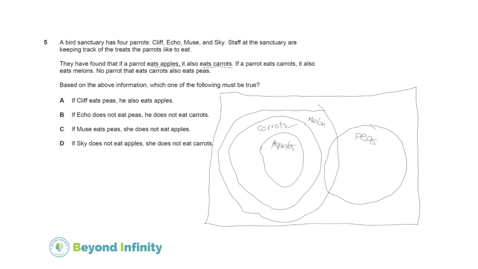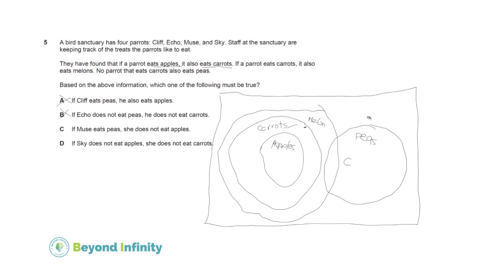We can look at each one. Let's look at A. If Cliff eats peas, he also eats apples. Well, if Cliff eats peas, then he must be here in this circle somewhere. There's no way that he's going to eat apple because there's no overlap between the 2. So A is not correct. B: If Echo does not eat peas, he does not eat carrots. Well, does not eat peas is anywhere that is outside of this P circle, which could be actually in here. Like if Echo's here, that's still satisfied. He doesn't eat peas, but he's actually eating carrots. So B is also not correct.